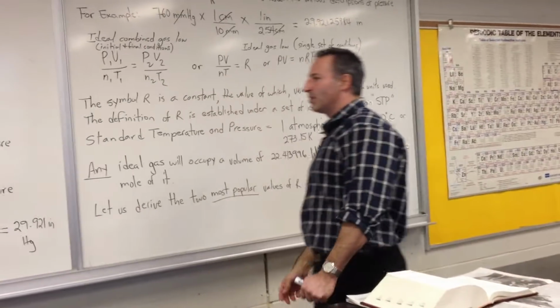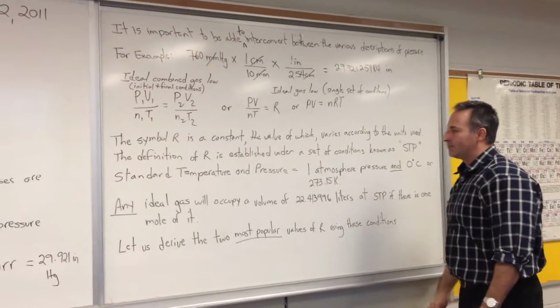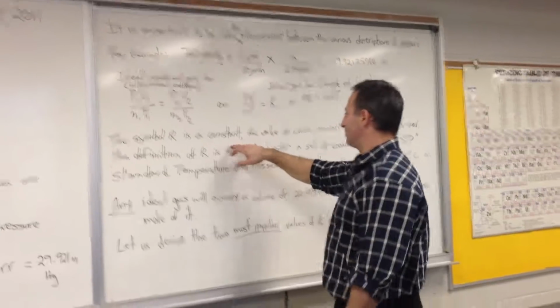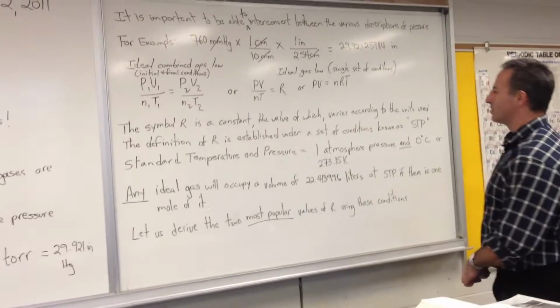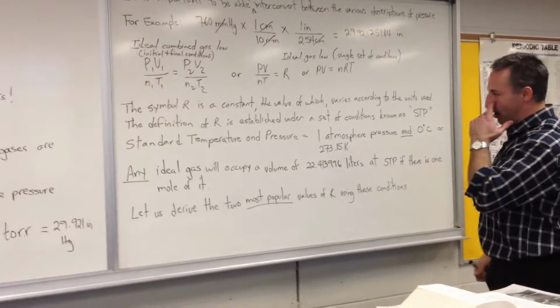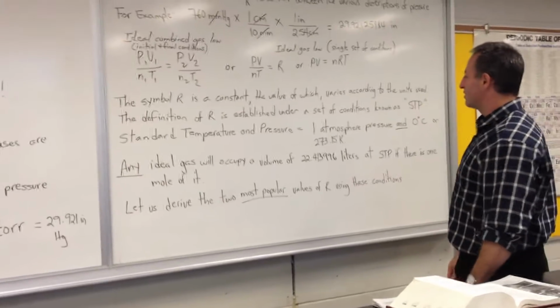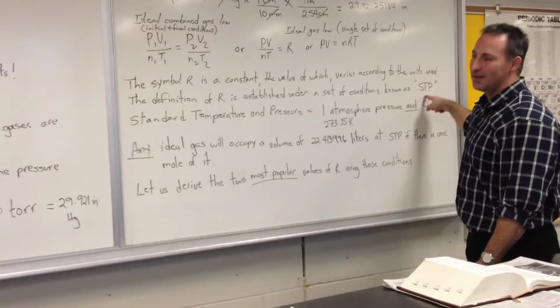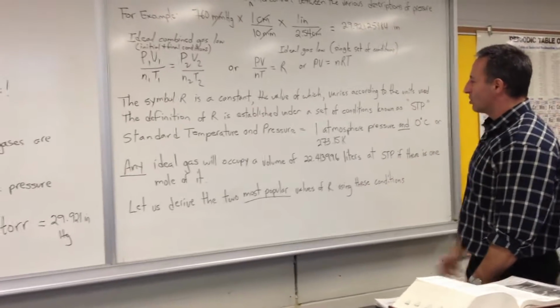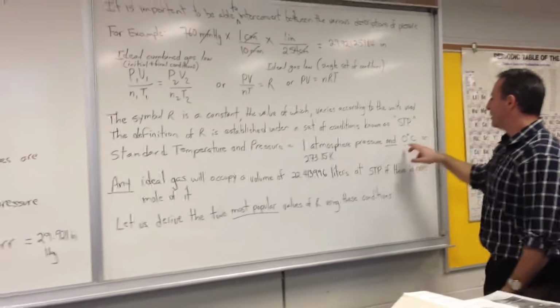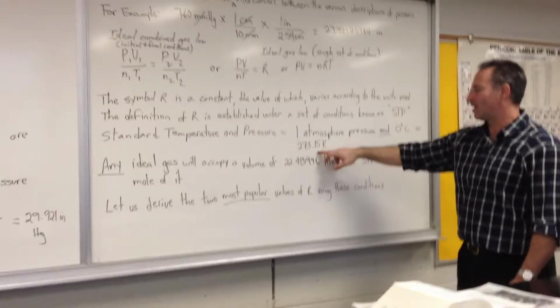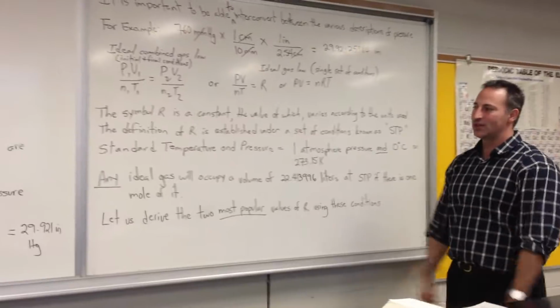But you should also be familiar with how to derive the value of R. So the symbol R is a constant, the value of which varies according to the units used. The definition of R is established under a set of conditions known as STP, which stands for standard temperature and pressure. So 1 atmosphere of pressure and 0 degrees Celsius, which is also 273.15 Kelvin, is standard temperature and pressure.